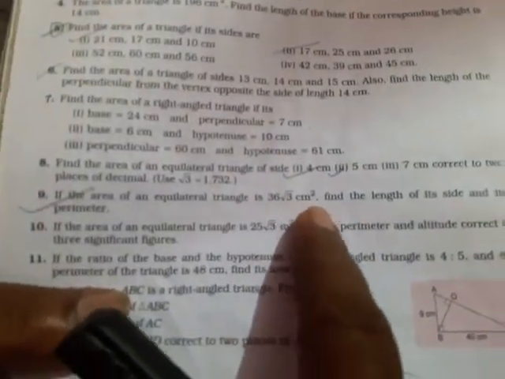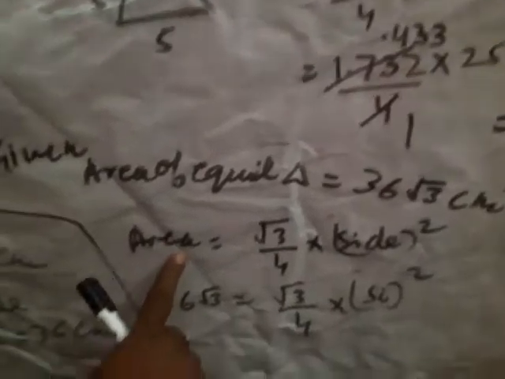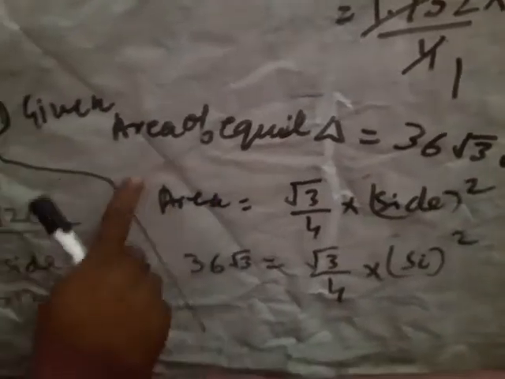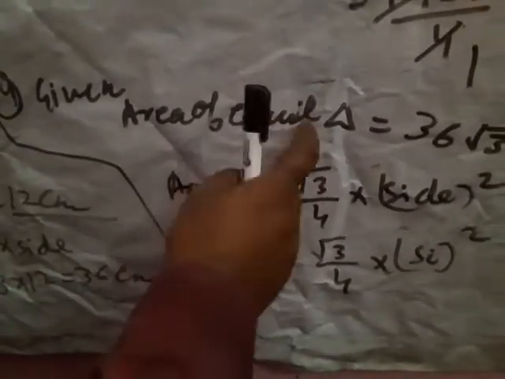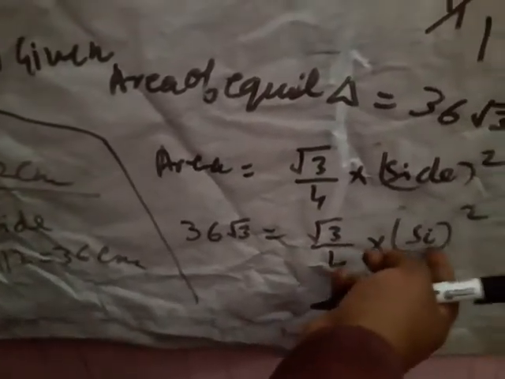Now come to question number 9. If the area of an equilateral triangle is 36 root 3 centimeter square, find the length of its side and its perimeter. Given is the area of the equilateral triangle, 36 root 3 centimeter square, and you have to find first of all the side, after that the perimeter. You write the formula: area is equal to root 3 upon 4 into side square.